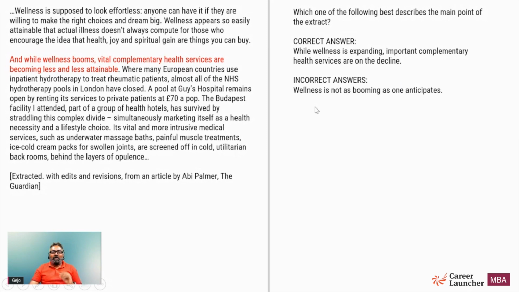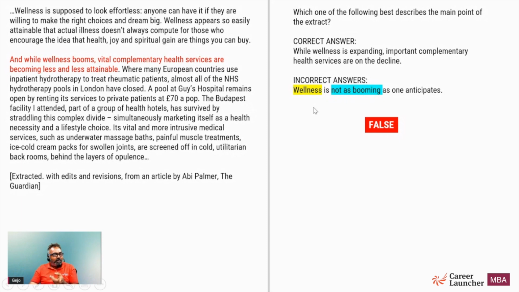Now, ladies and gentlemen, let's think about creating an incorrect answer. What to do? Maybe what about this? Wellness is not as booming as one anticipates. What kind of question setters are we? First of all, wellness is not booming. It is so easy to pick. This is false. While wellness booms, to say that wellness is not booming will be false. This is direct, easily eliminatable.